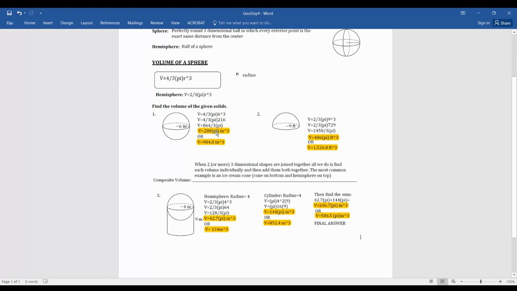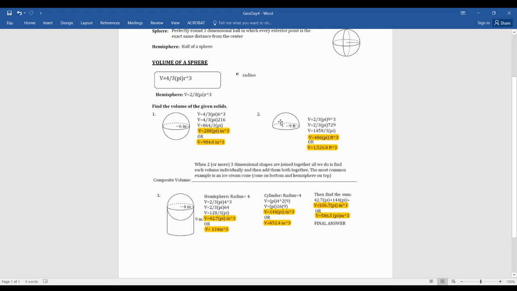It just depends if you leave it in terms of pi or if you get the complete decimal answer. Either one's fine, and I believe I rounded mine to the nearest tenth. So if you get something that is off by a couple of hundredths, you probably gave the more exact answer. I just rounded off to the nearest tenth.